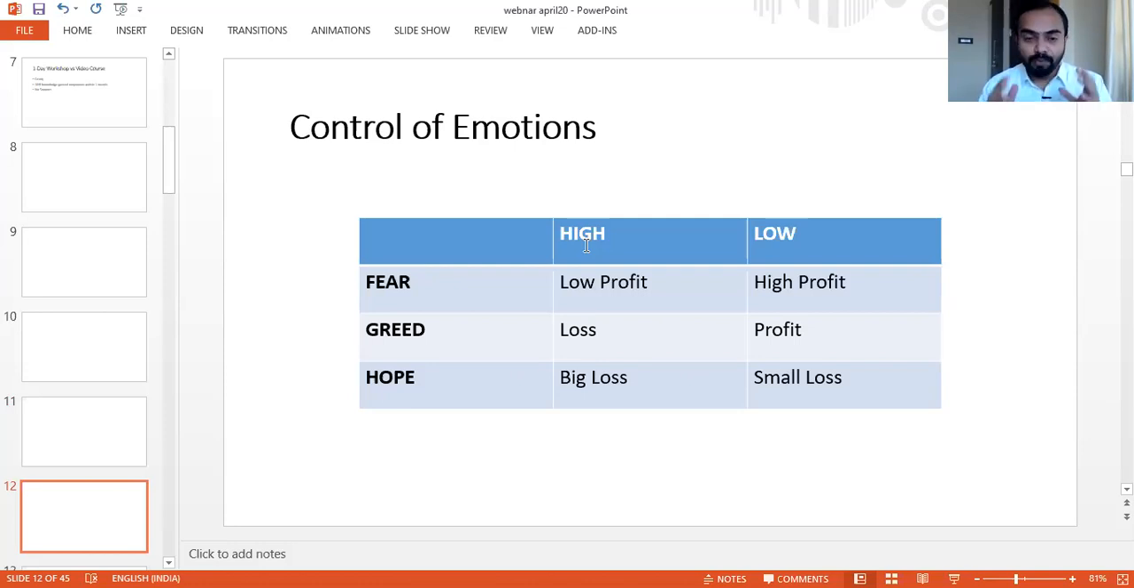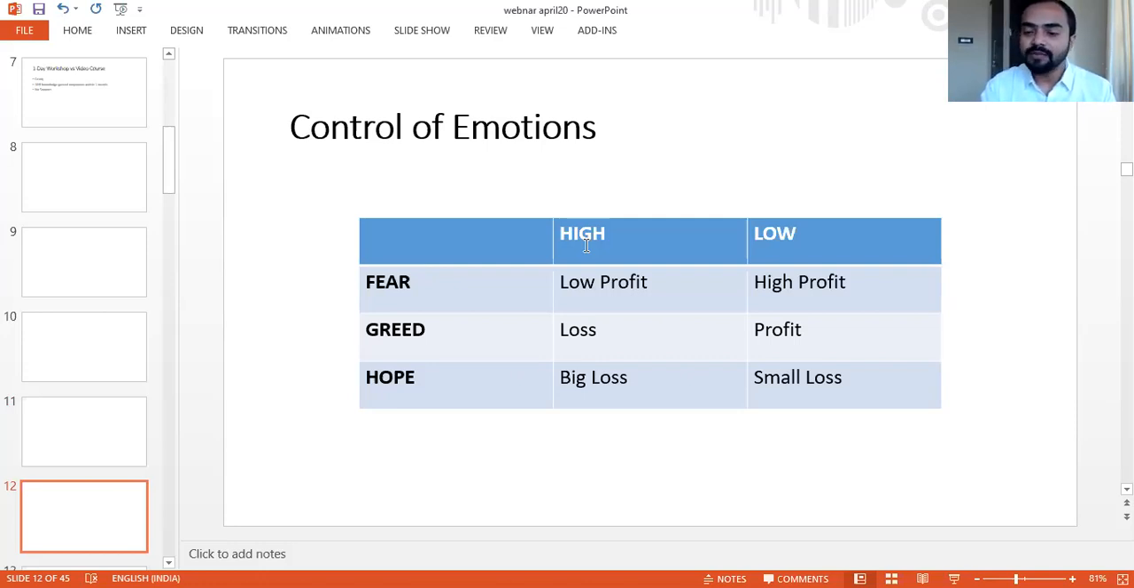So the point here is that you should have low fear, low greed, and low hope, because you cannot have zero fear. That is almost impossible. Greed will be there, but you can reduce it. Fear will be there, but you can reduce it. Hope should be there, but it should be less. So you should have less fear, less greed, and less hope. If you do this, you can control your emotions.